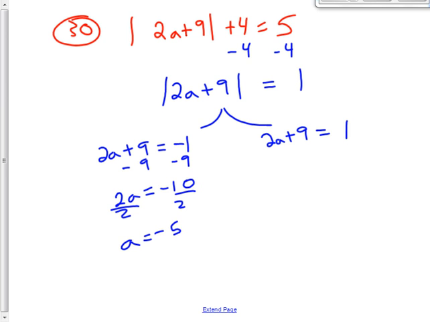2a equals negative 10, divide by 2. A is negative 5. Subtract 9 on this one. 2a is equal to negative 8, divided by 2, and a is equal to negative 4.